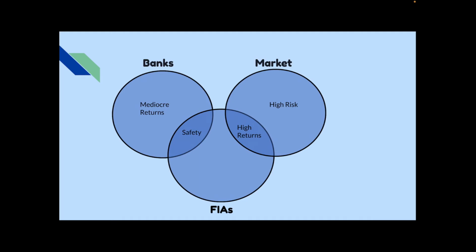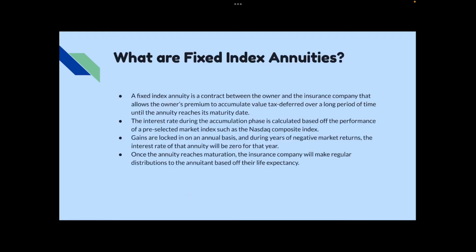And if you put your money in the market, certainly you have exposure to higher returns, but the risk is insane because you can basically lose all of your principal. So the question is, what kind of instrument can we invest in that gives us the safety of a bank but also exposure to market returns? And the answer to that question is an FIA, Fixed Index Annuity. Now let's get more into this.